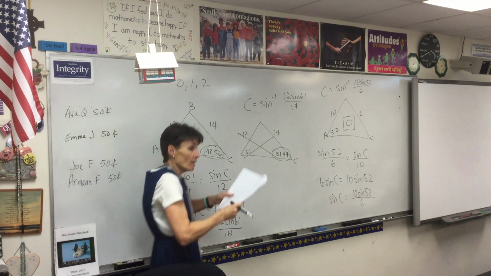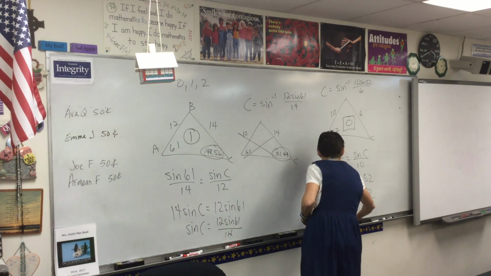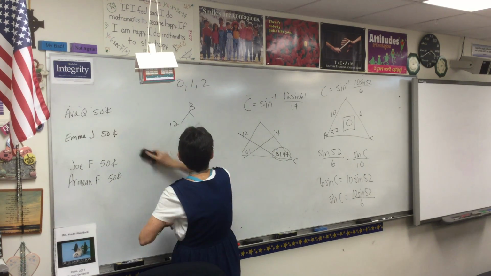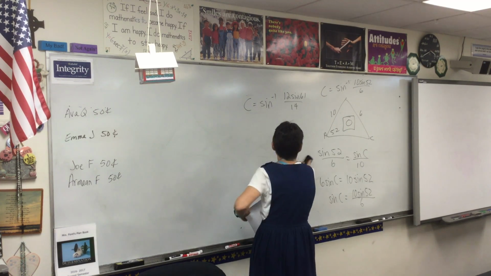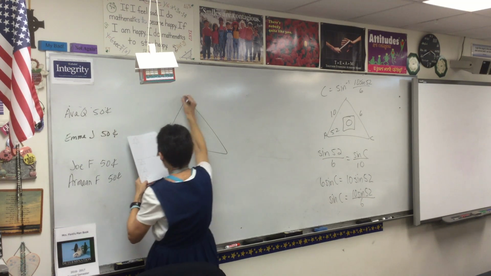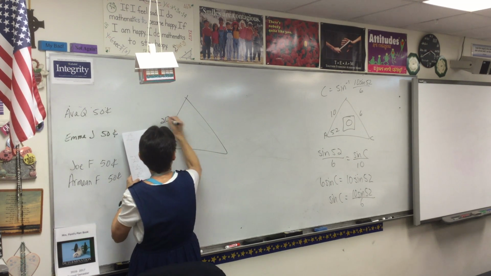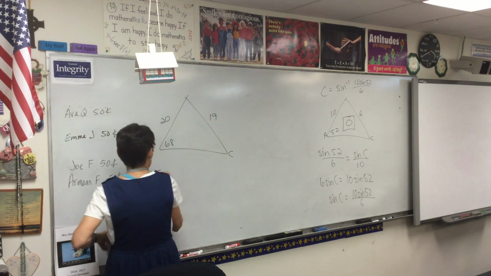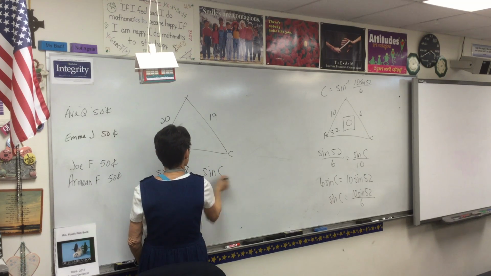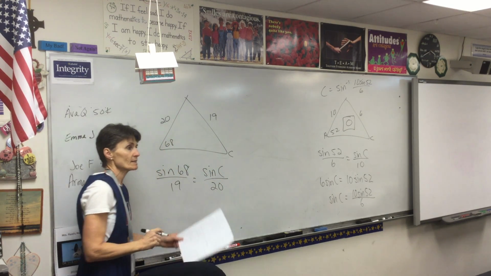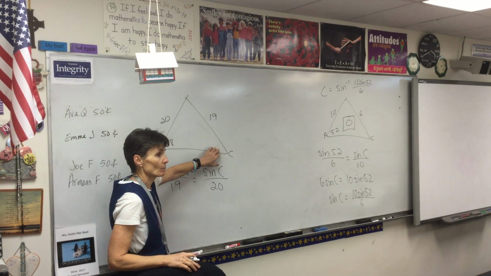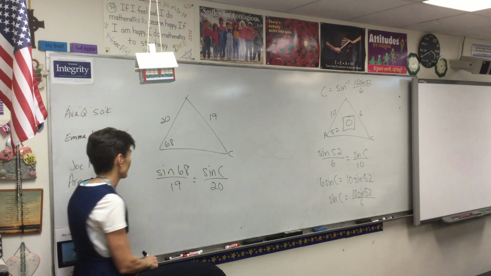All right, there's one more. The fun just never ends. So sine 68 over 19 equals sine C over 20. These are all done exactly the same way, right guys? We're just interested in what happens right here. What does that angle turn out to be?